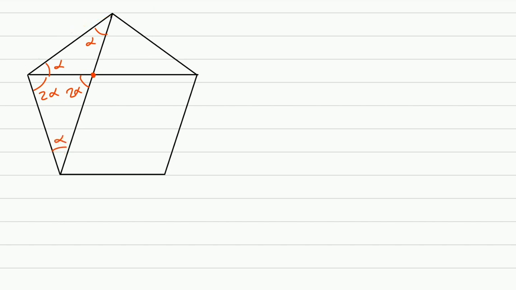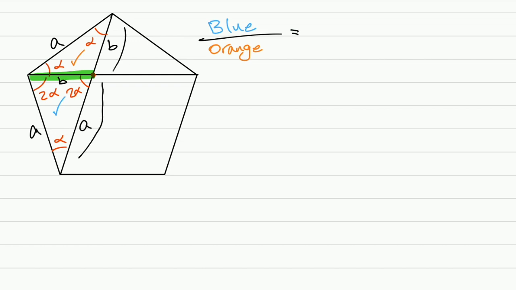Alright, now the side length is A, this is also A, and this is an isosceles triangle, so this is also A. Let's call this segment B. This is also an isosceles triangle, so this is B as well. Now this is the blue triangle, and this one is the orange triangle. Again, these two triangles have the same base. So the blue area to the orange area must be, I'm going to take a leap here and say, A to B. Please tell me in the comments if you don't understand this.